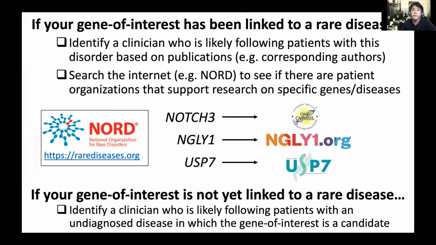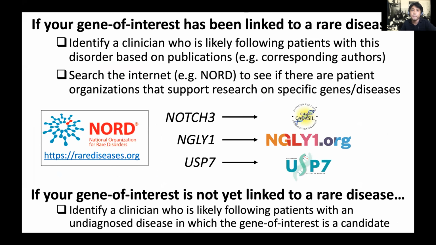So after the search, if you figure out that your gene of interest has already been linked to a rare disease, you can try to identify and contact a clinician who is following patients with variants in this gene based on publications. Also, you can search the internet to see if there are any patient organizations that support research on the specific gene.